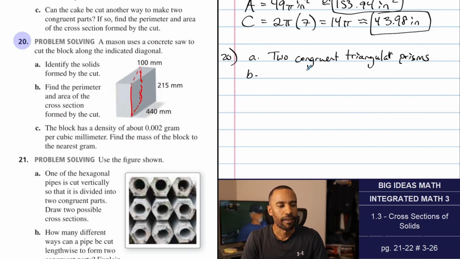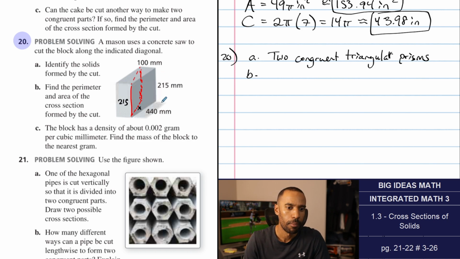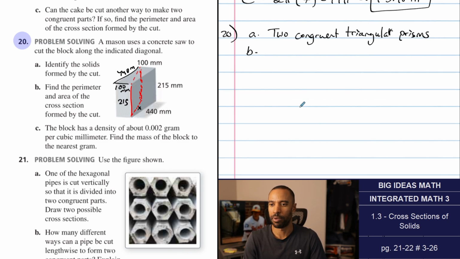All right, part B. Find the perimeter and area of the cross section formed by the cut. Okay, this 215 is the prism height, if we're referring to the triangular prism in that way, so this is 215 as well. This is in millimeters. What we need is this length right here, which I'll call X. This is where we use the Pythagorean theorem, based on this being 440 and this being 100. I should probably draw this on the other side. So X is the hypotenuse of this.